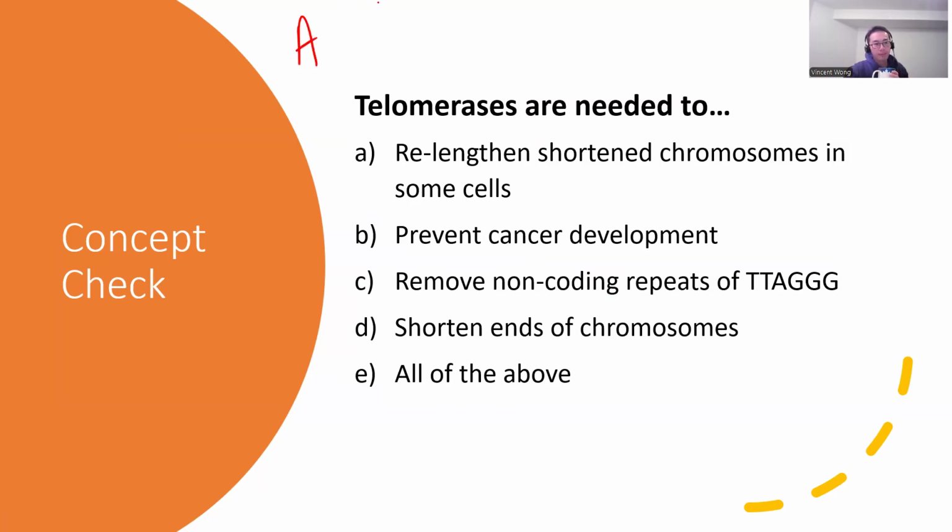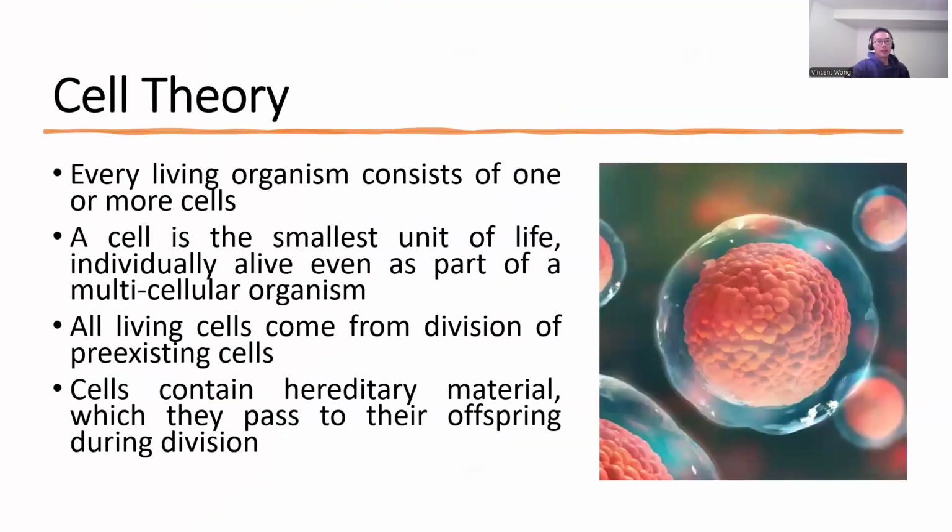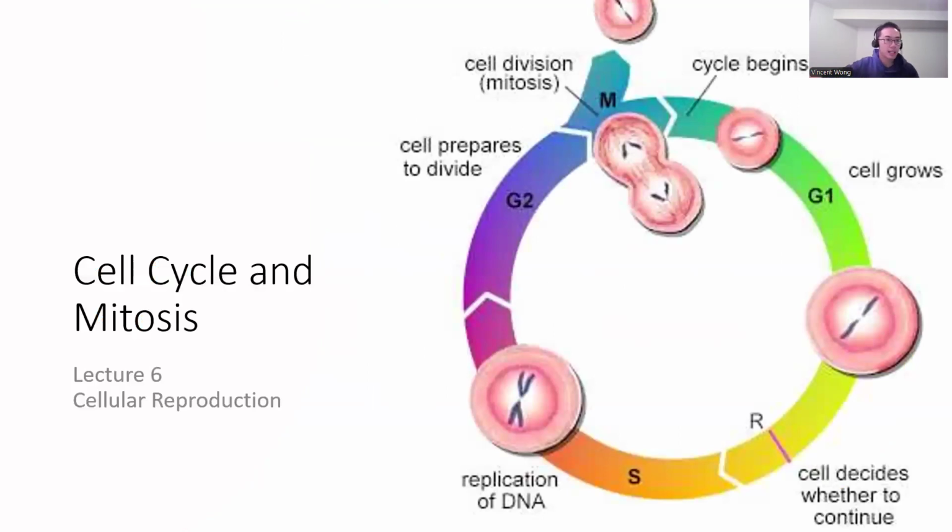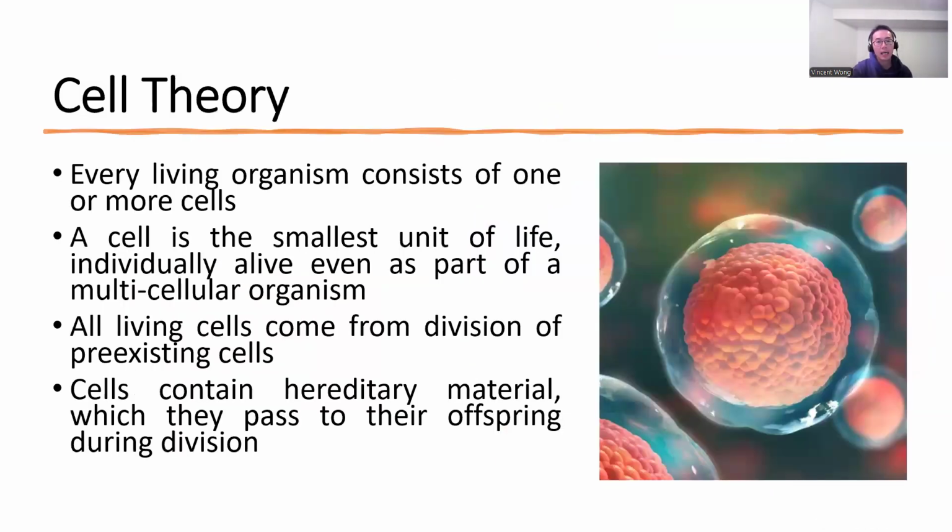Okay. I'm running low on time, so I want to skip these things. All right, for the last 10, 15 minutes, we're going to talk about the cell cycle and mitosis. Very briefly, in the cell theory, we know that all living cells come from division of pre-existing cells. We don't know where the first cell came from.